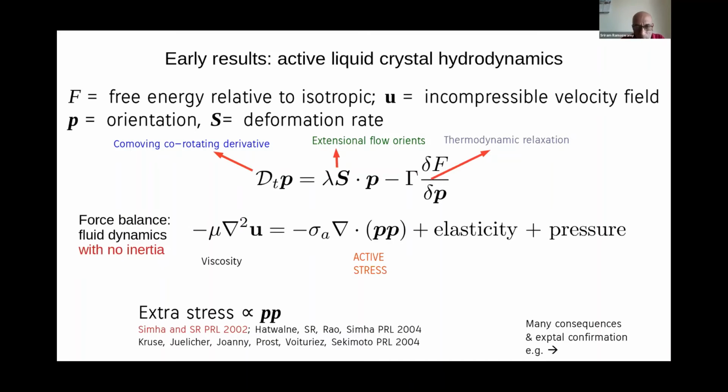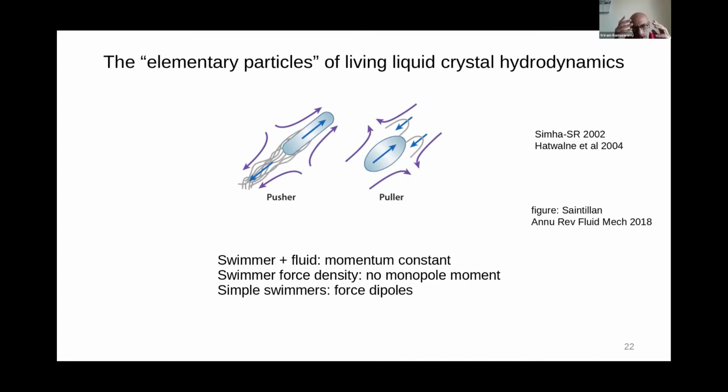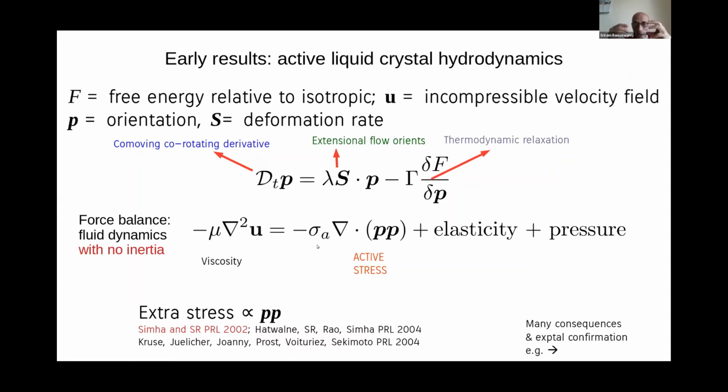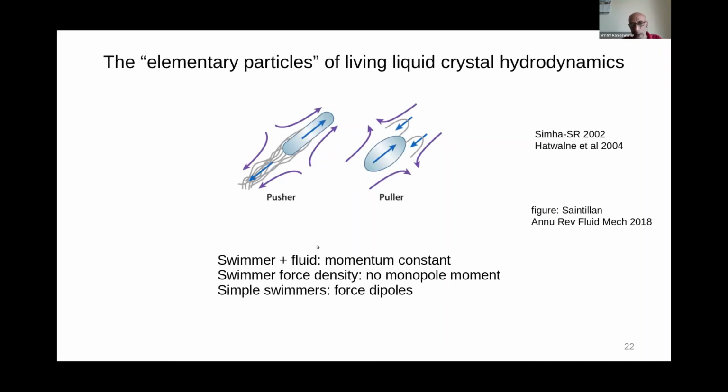Okay, so what we predicted, among other things, so first of all, in order to predict, we had to build the equations. We built the equations by saying that the atoms or the elementary particles of living liquid crystal hydrodynamics are swimmers of this sort, and each of them is a little dipole of force. Either it pulls fluid in along its axis, like this alga, or it pushes fluid out along its axis, like this bacterium. And if you put these together, you can build these equations by assembling these. We built them directly by pure thought and post facto justified it by these microscopic pictures.